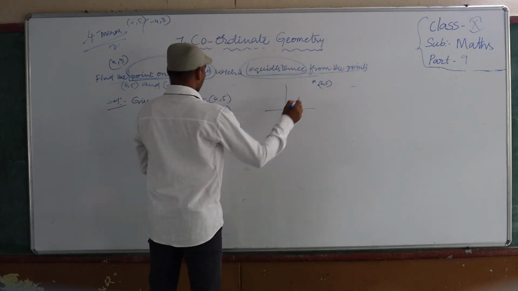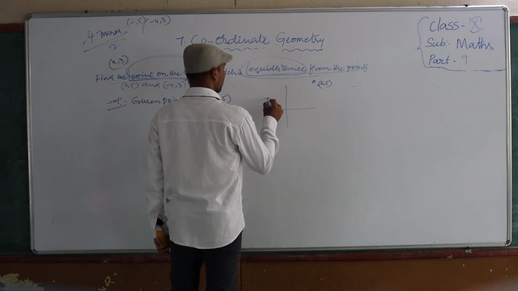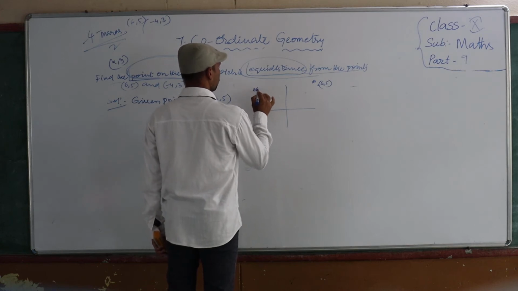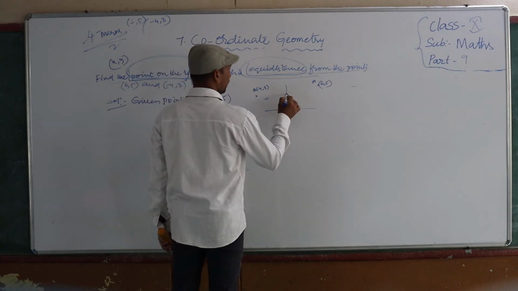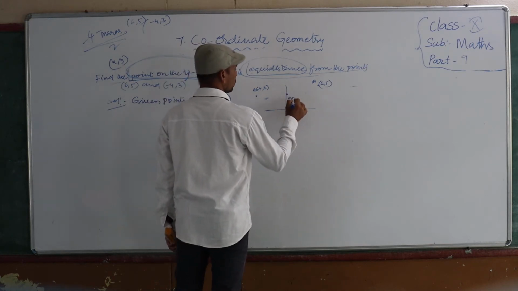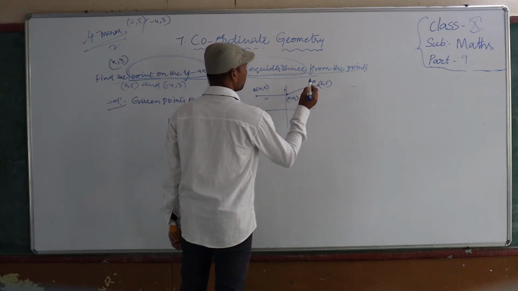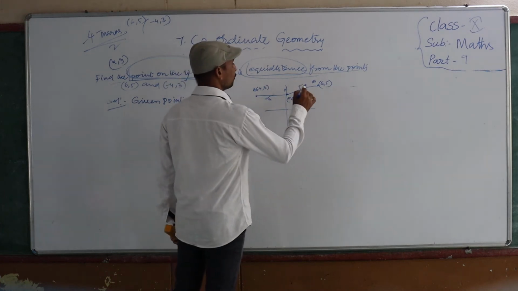This is A. B (-4, 3) means somewhere here. This is B (-4, 3). And the point (0, k) here. This point is equidistant from these two points. Means if it is 5 units, this is also 5. Same like that.